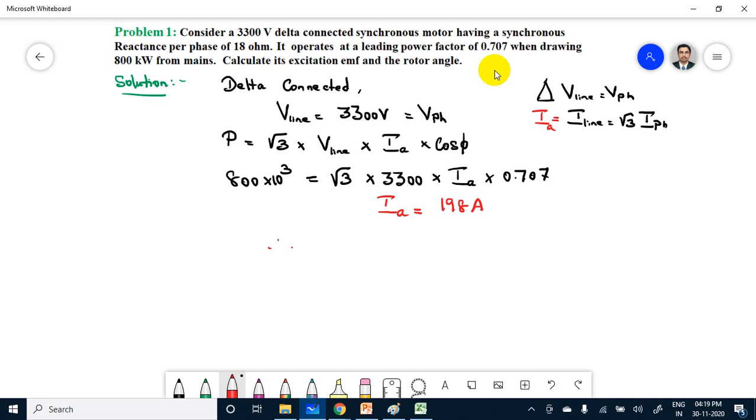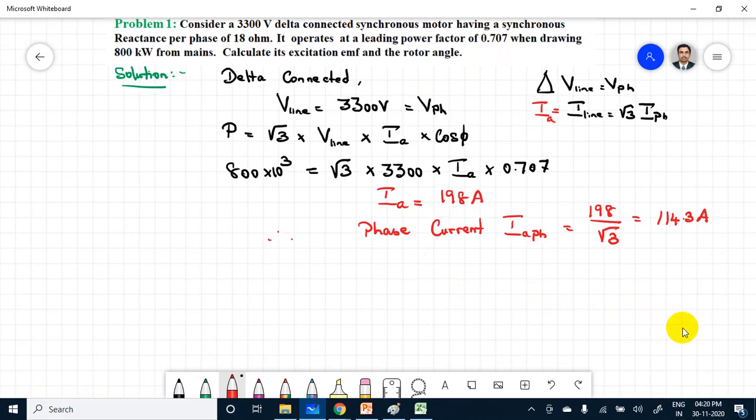Therefore, since the machine is delta connected, the phase current IA phase equals 198 divided by root 3. You will get 114.3 ampere. Now we will write the formula.